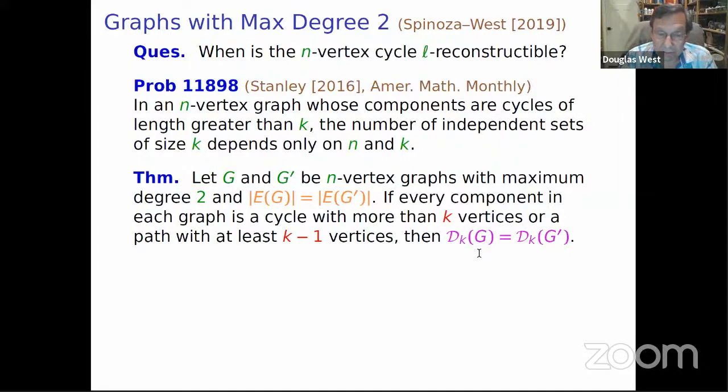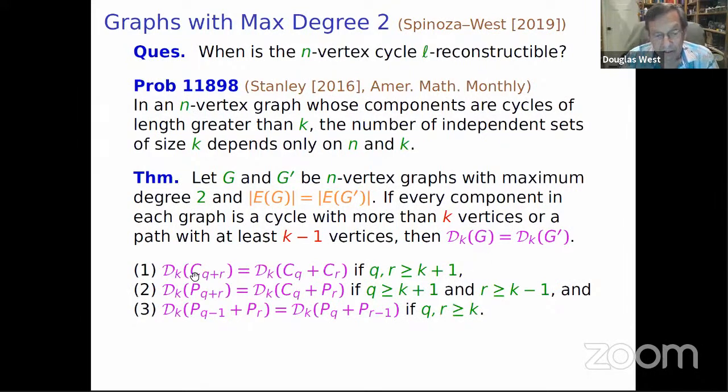So let's think about some special cases of this statement. One of the things it says is that if you have a cycle, then you can split the vertices into two cycles. As long as each of those two cycles has at least K plus one vertices, you have the same K deck, which means that in order to show that the cycle is reconstructible, K would need to be bigger than this value, the subgraphs you use. Or if you have a long path, you could split off some of the vertices to form a cycle and leave the rest as a path, as long as the cycle has at least K plus one vertices and the path has at least K minus one vertices. Again, these two graphs, one of which is connected and one of which is not, would have the same K deck.